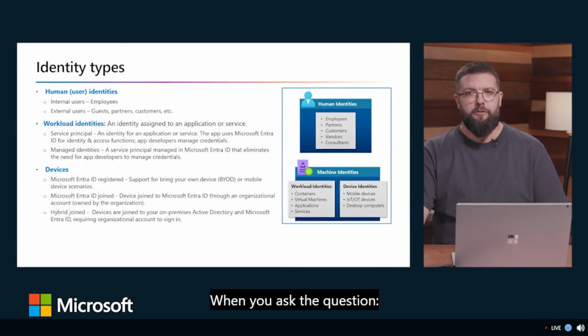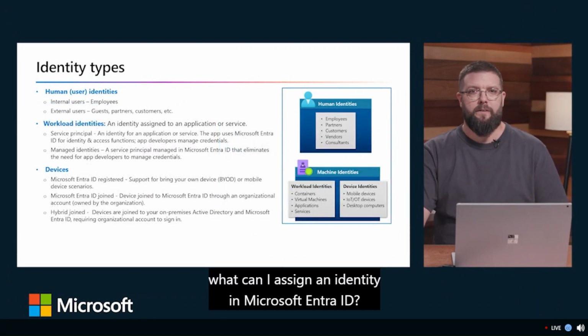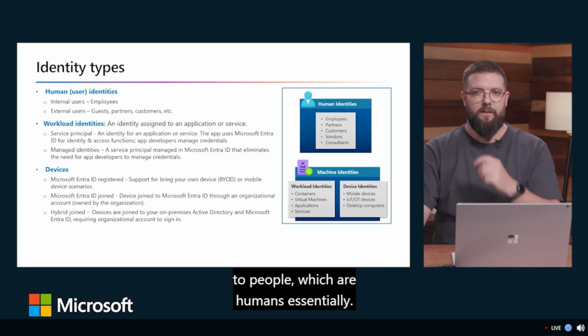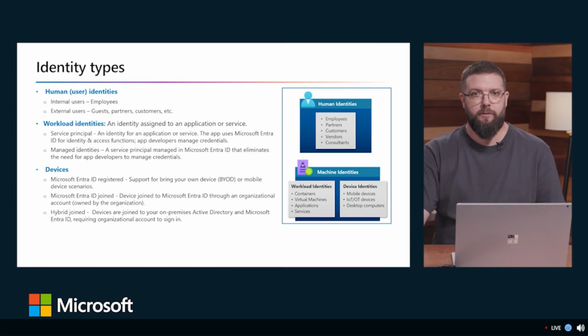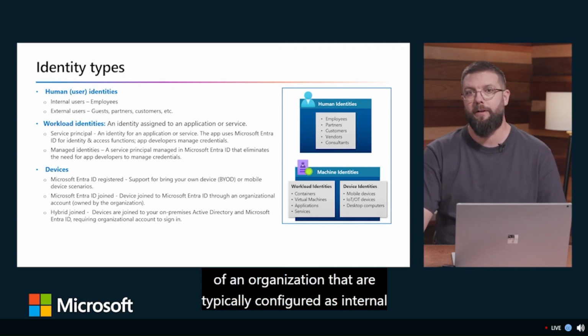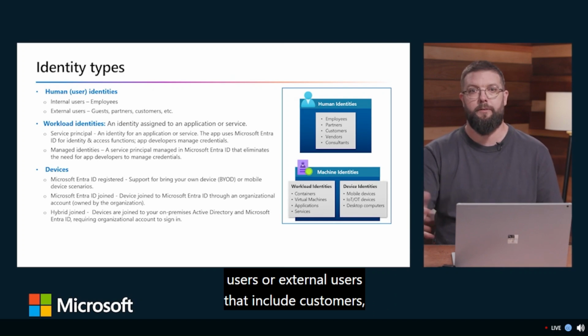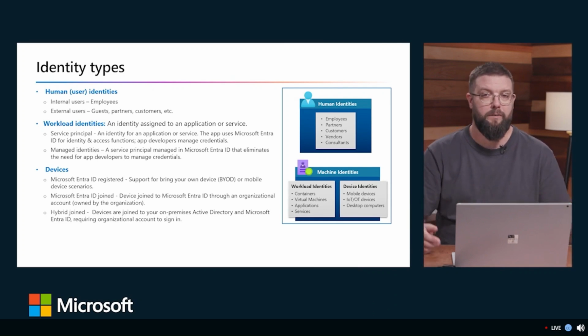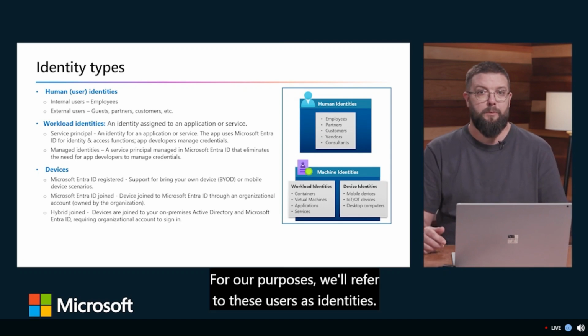So when you ask the question, what can I assign an identity in Microsoft Entra ID? There are three categories primarily. You can assign identities to people, which are humans essentially. Examples of identities assigned to people are employees of an organization that are typically configured as internal users, or external users that include customers, consultants, vendors, or partners. For our purposes, we'll refer to these users as identities.